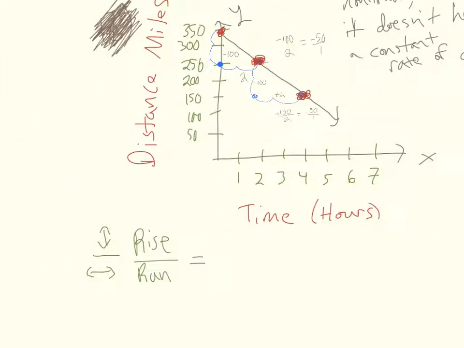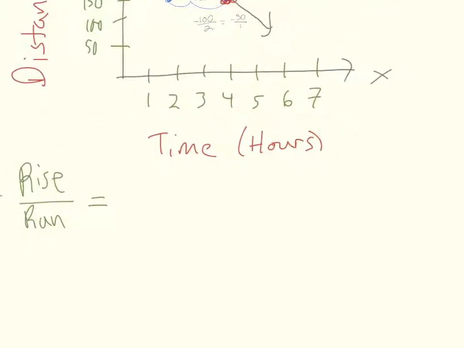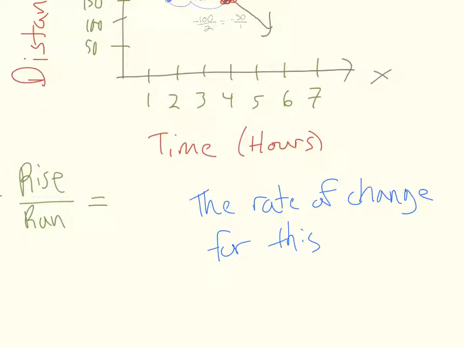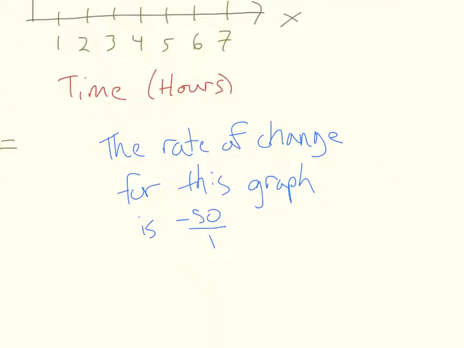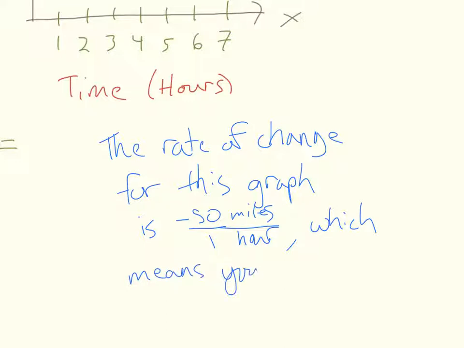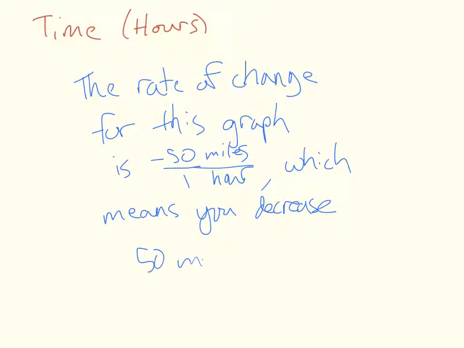So if you want to write about the rate of change for this problem, I would say the rate of change for this graph is negative 50 over 1, and that's miles per hour, which basically means you decrease 50 miles every hour. Okay, let's check out that next one, number 18.